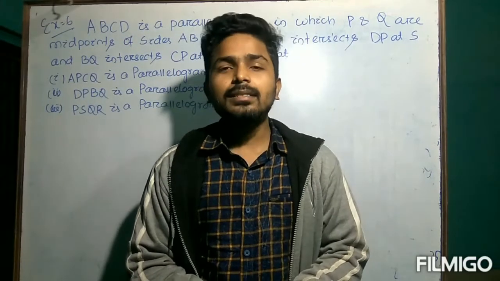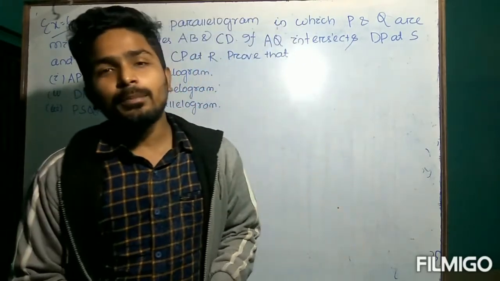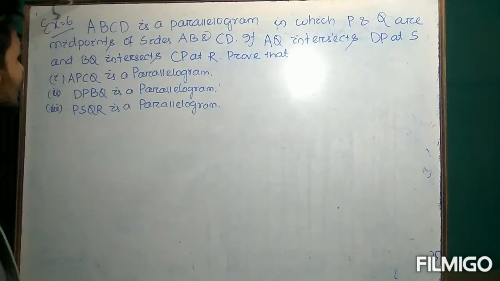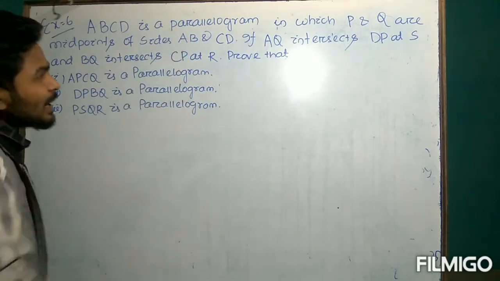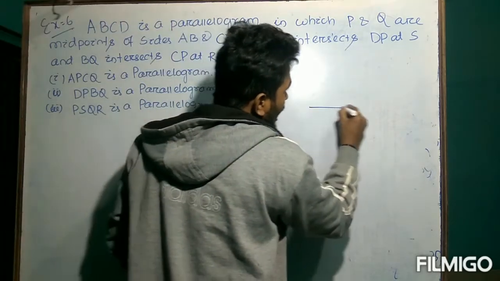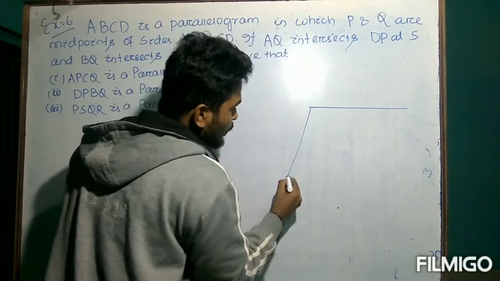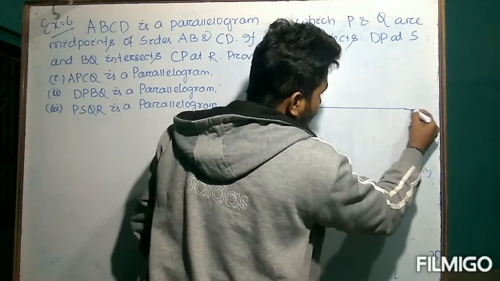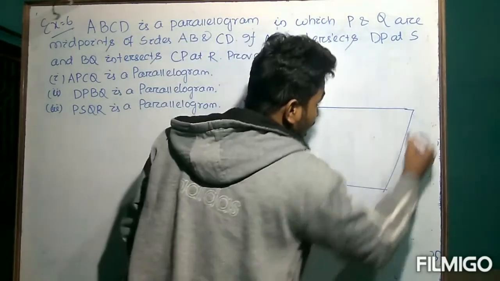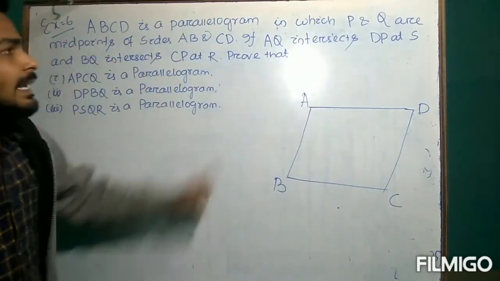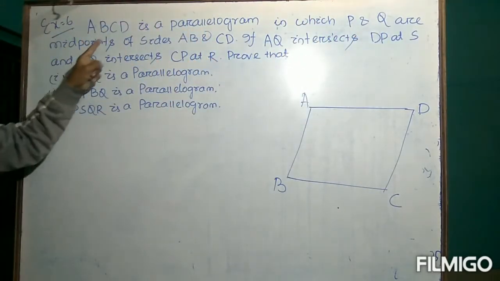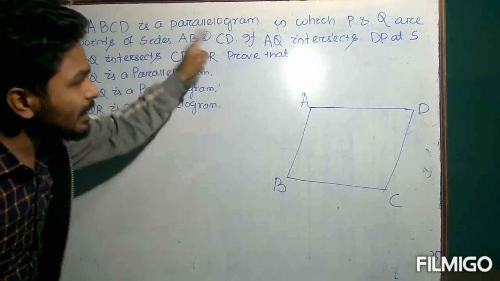So let's start another example from the NCERT book, that is example number 6. So let's have the example. According to the example, it is given ABCD is a parallelogram. So at first we have to draw a parallelogram ABCD, right? So this figure is a parallelogram A, B, C and D, right? In which P and Q are midpoints of sides AB and CD.